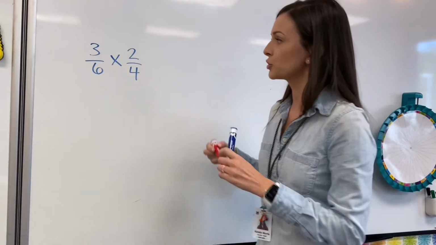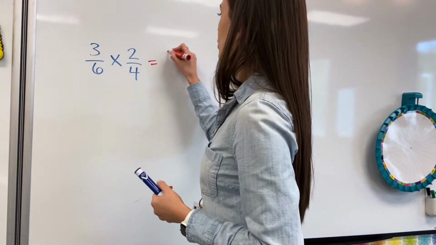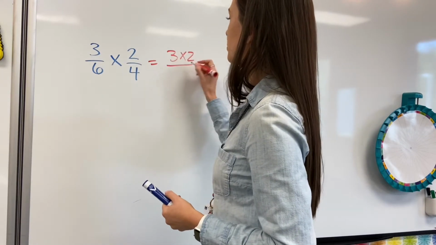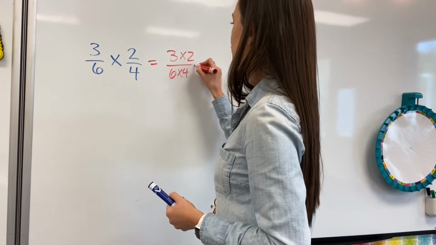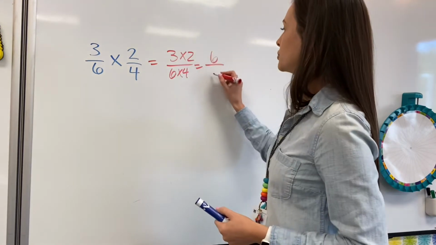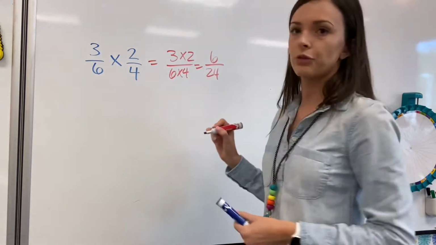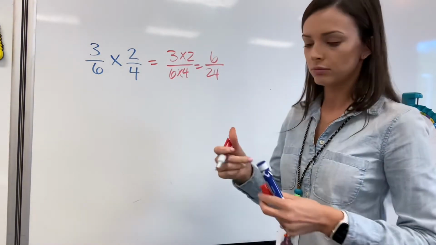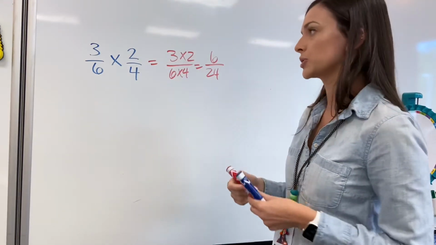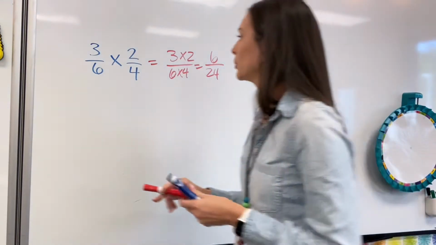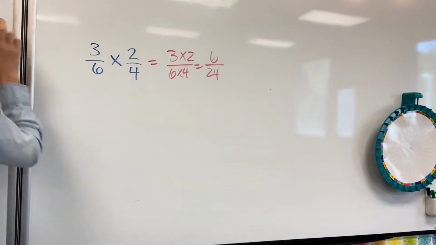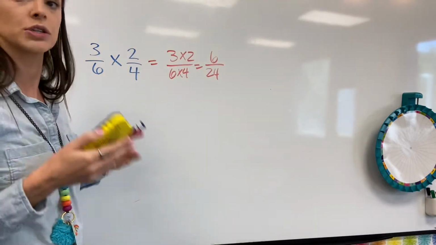All right, so you should have multiplied 3 times 2 in your numerator and 6 times 4 in the denominator to have gotten 6/24. Good? Awesome. Maybe you simplified it, maybe you didn't. But either way, as long as we got to 6/24, we understand this strategy, so we're good to move on.